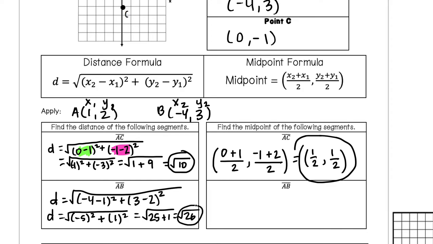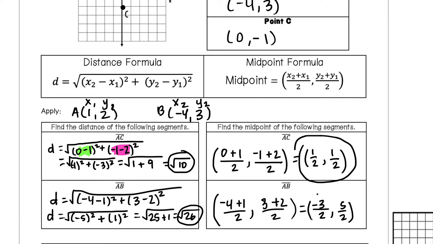The square root can't be simplified any further, so that would be the distance between those 2 points. To find their midpoint, we're going to add their x1 and x2 together. So that's -4 plus 1 all over 2. And then we do the same with their y values, so 3 plus 2 over 2. And then we just have to simplify, so -4 plus 1 is -3 over 2, and 3 plus 2 is 5 over 2.